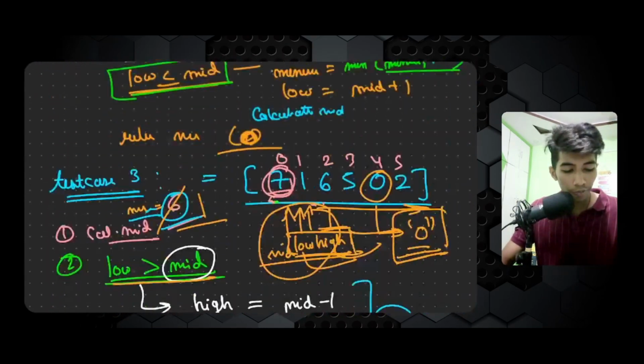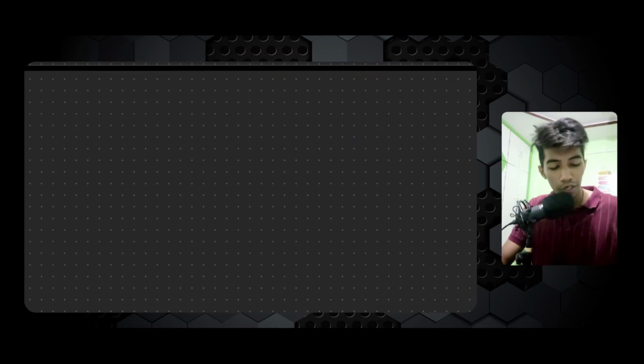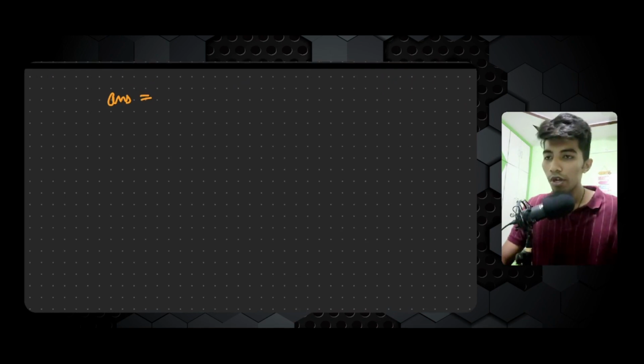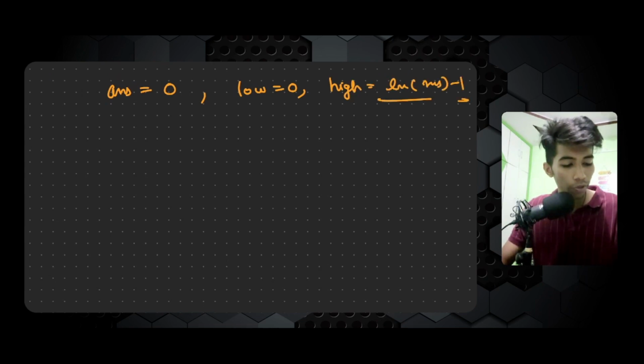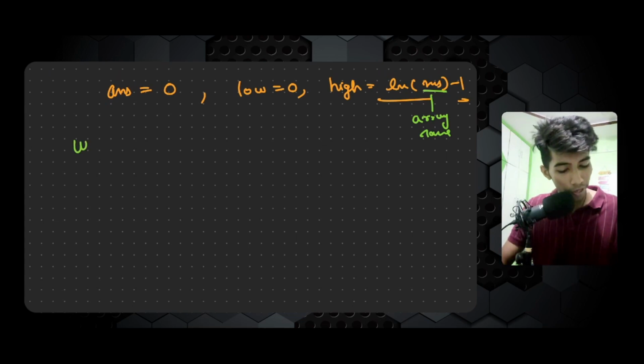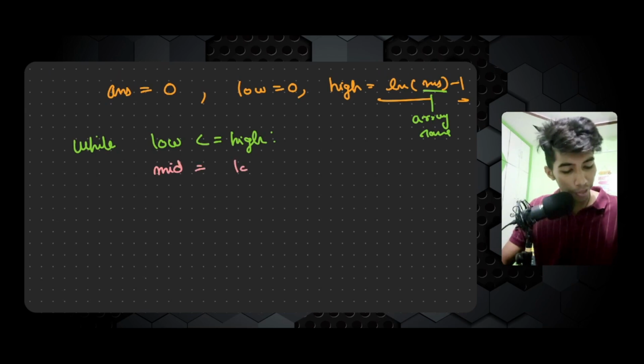So I think it's clear to you how we want to implement this. Now let's talk about the code part of it. Firstly we will declare one answer, and we will give the answer the value 0. My low will be at 0 initially, and my high will be at length of nums minus 1, because nums is the array name, or the list name. Now I will run one while loop which will run till low is lesser than or equal to high.